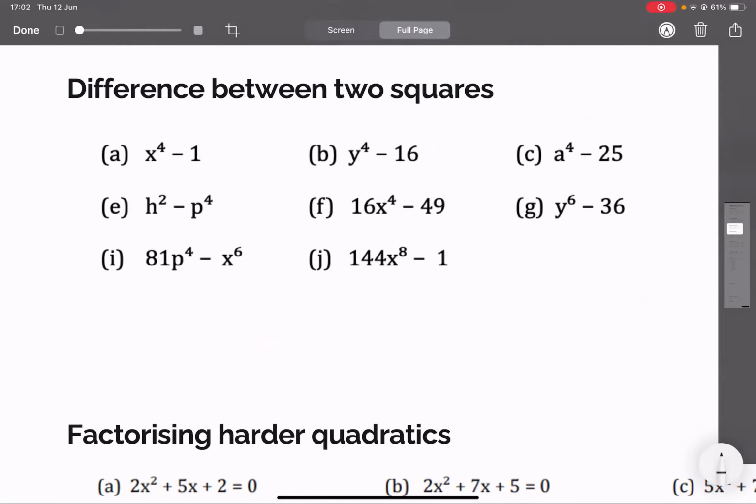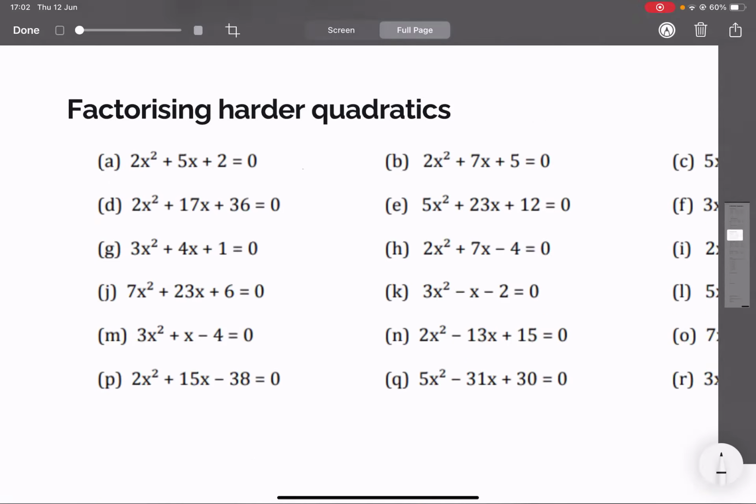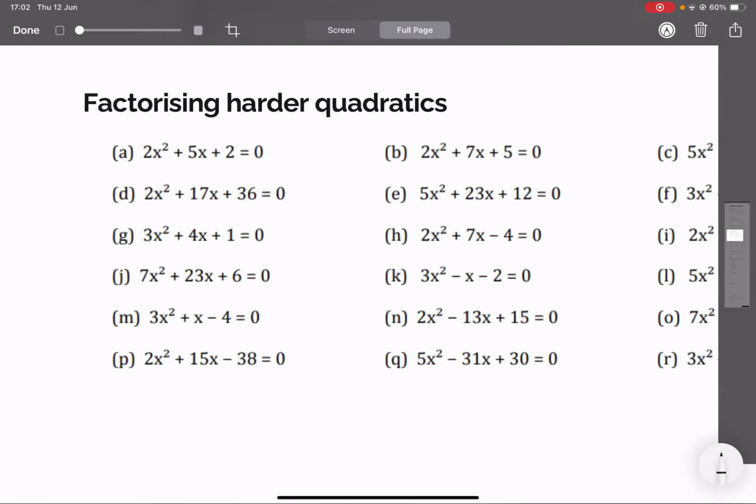Cool. These ones are no different, but they're just a little bit harder. But I'd probably recommend you do them after you practice the first ones. So in this case, you're just going to square root everything you see. So if I do that one, it'll be h plus p squared, h minus p squared. Does that make sense? Yeah. Perfect.